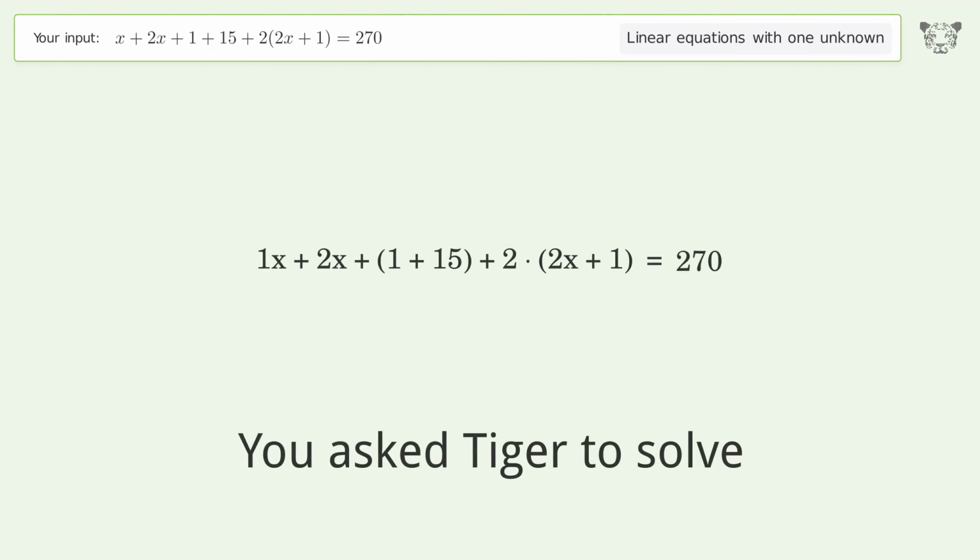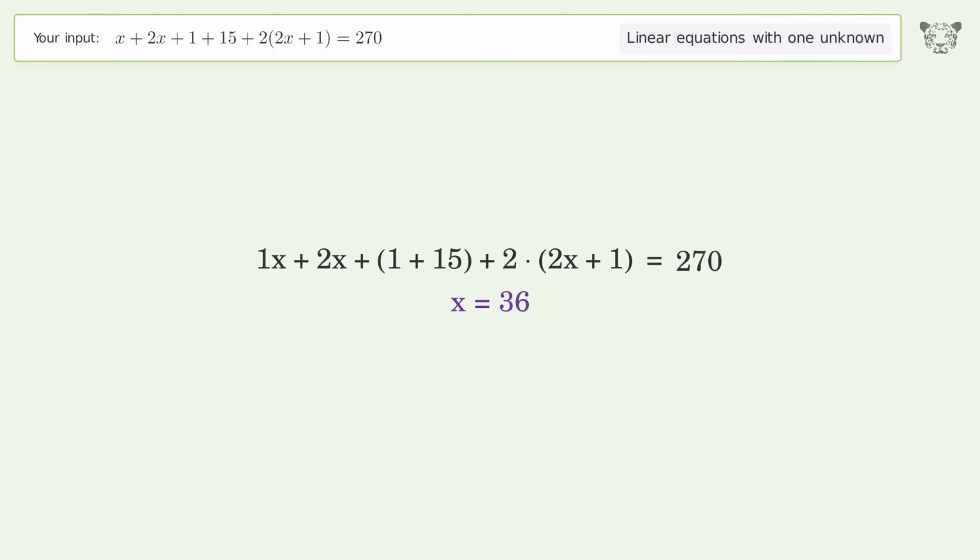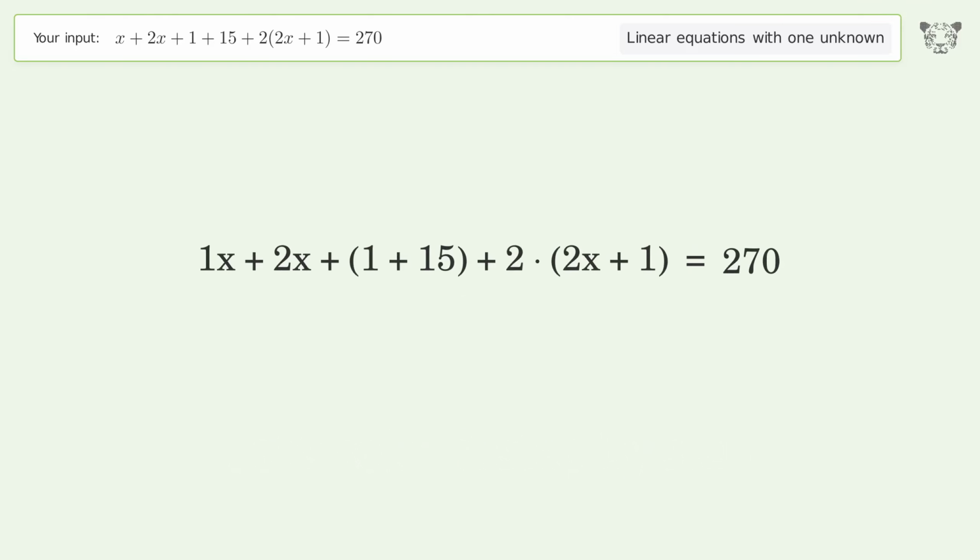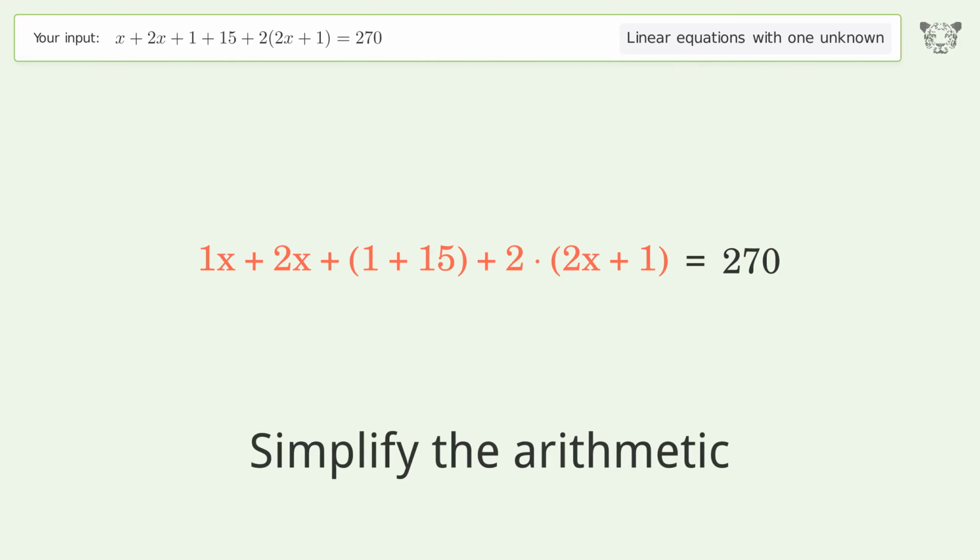You ask Tiger to solve this. It deals with linear equations with one unknown. The final result is x equals 36. Let's solve it step by step. Simplify the expression. Simplify the arithmetic.